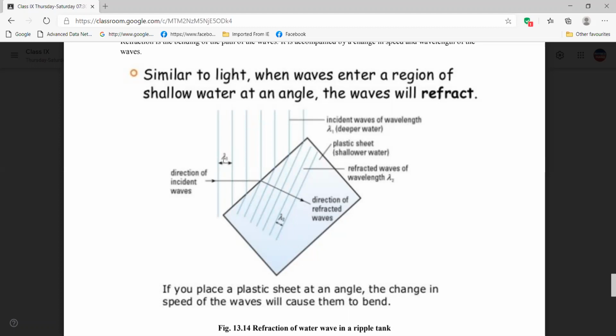Now you draw this diagram. Only label this part: lambda 1, then direction of incident waves, then direction of refracted waves, then lambda 2. That's it. And here you just give an arrow, this is deeper region and this is shallow.